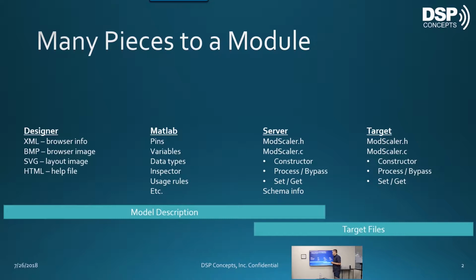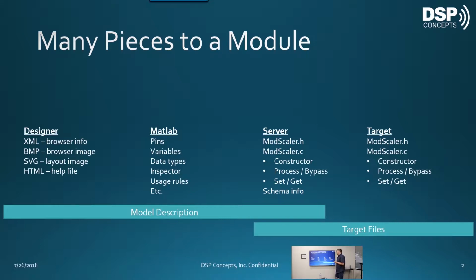So if you think about it, what does Designer need to know? Designer needs to know, where does this module appear in the module browser on the left-hand side? There's got to be a little bitmap for it, okay? When you drag the module out, it draws a line graphic that's using an SVG format. You right-click on the module, you say help, okay? So there's all these bits and pieces of information that you need to do for the module.